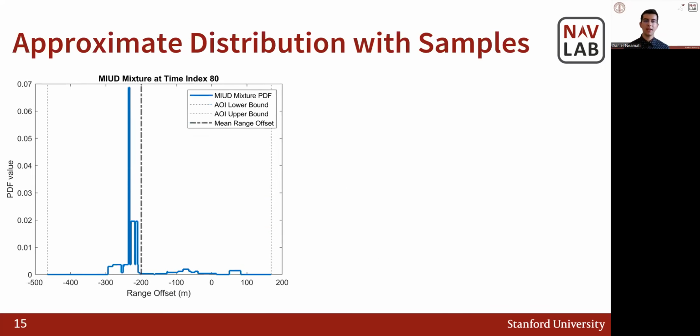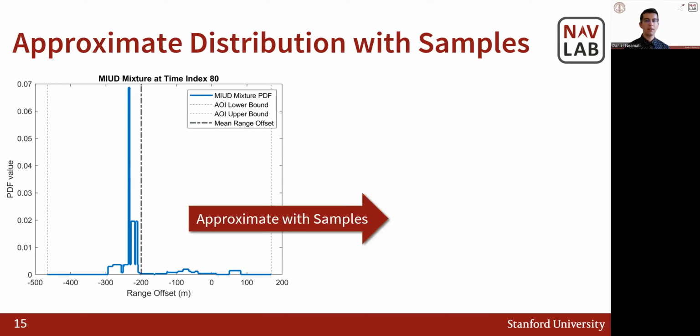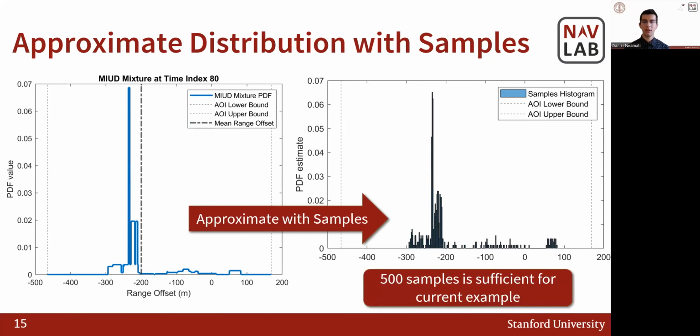Now, ideally, we would take this distribution and pass it directly onto the position domain. But at this point, the distribution is a bit more complicated. So instead, we can efficiently approximate this distribution as a collection of samples. And we find that for this example scenario, 500 samples is plenty sufficient. And what's nice is that these samples can be used completely in parallel.